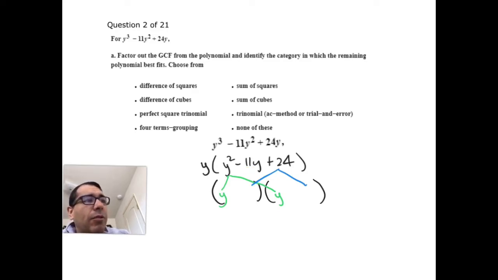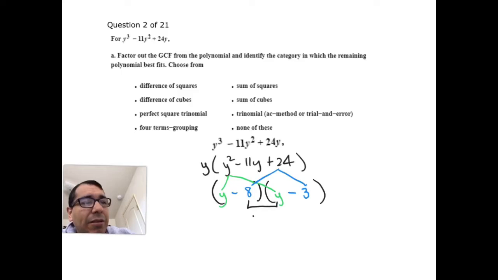So before I throw any signs, let me try 8 times 3. Well, 8 times 3 does give me 24, but what signs do I have to slap in front of these to make them add up to negative 11? Well, you got it. Negative 8 and negative 3.